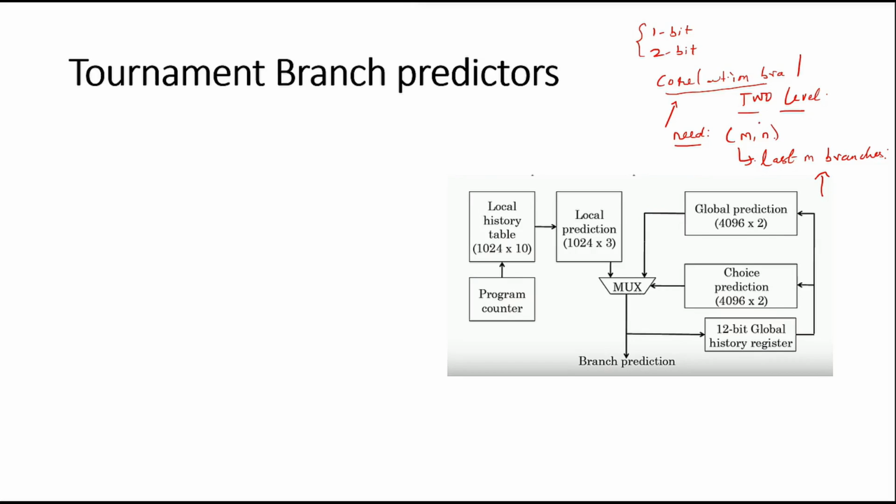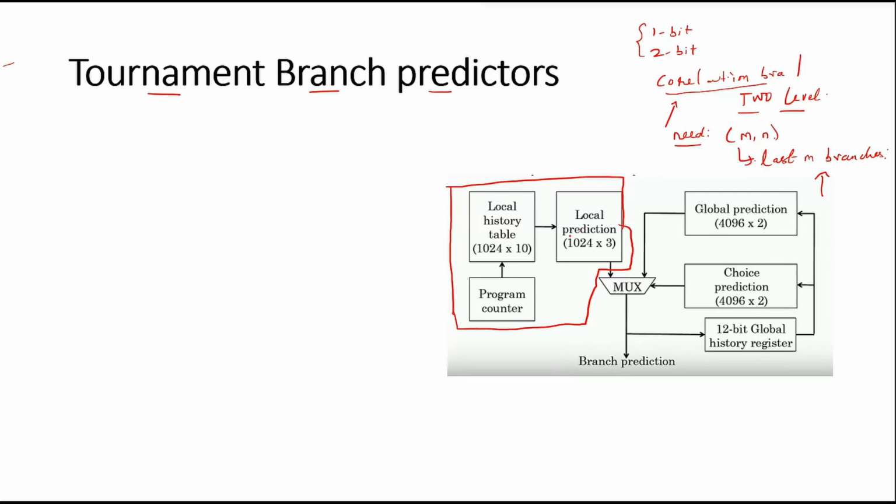Today we will go for the other branch predictor, which is called the tournament branch predictor. This is the advanced level, and almost all processors have tournament branch predictors. With respect to correlation branch predictors, you know this part, this part is the correlation branch predictor. We have a program counter, a history table, and a local prediction table.